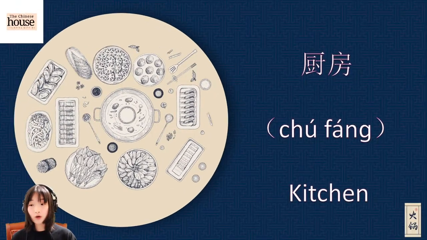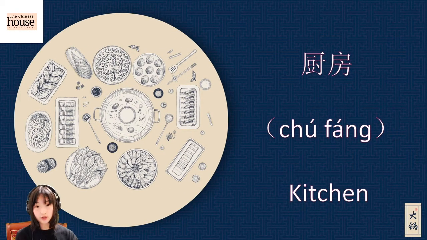So first of all, we should learn these two characters. These two we have learned in housing, right? 厨房, both second tone, which means kitchen. And this 厨 literally just means anything related to cooking. For example, cook, 厨师, cooker, 厨具.